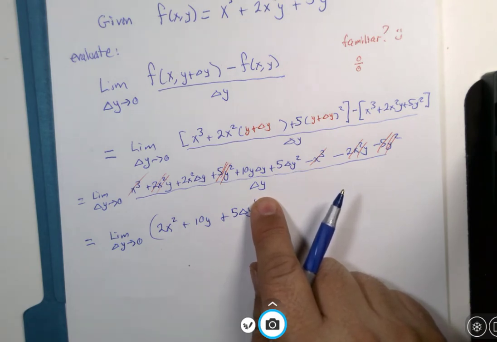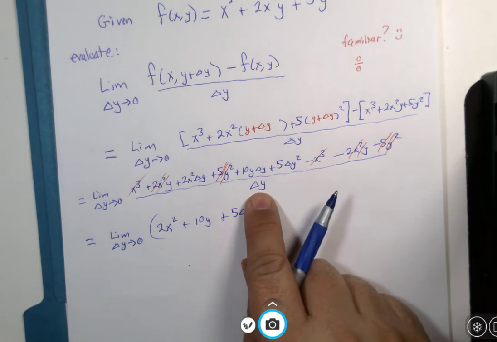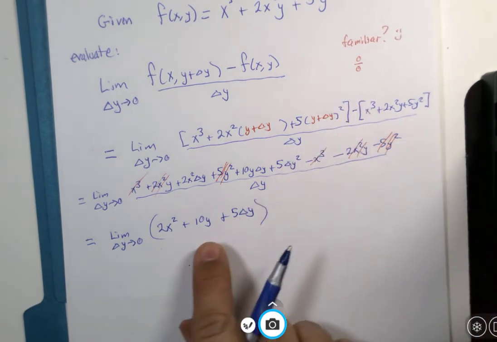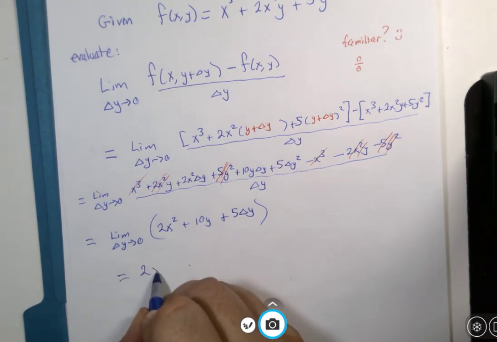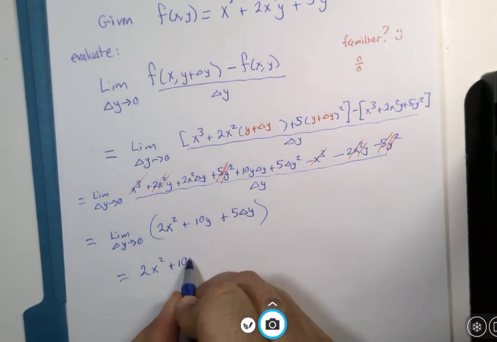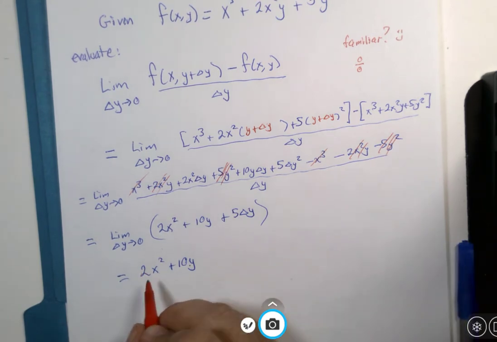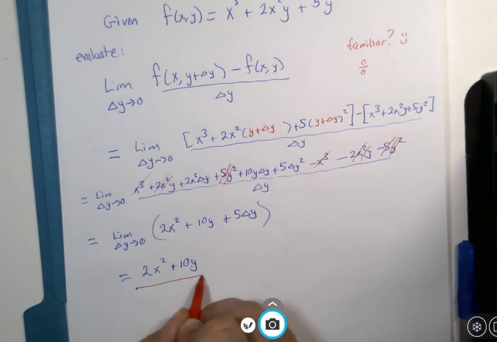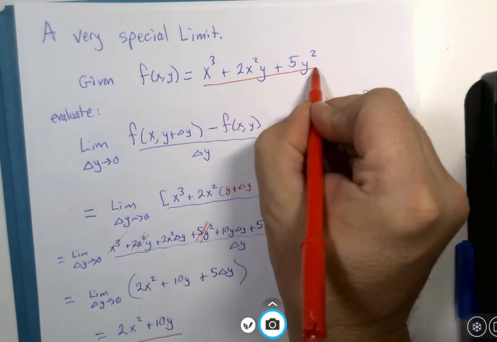What was I doing again? Oh yeah, I reduced the fraction. I no longer am dividing by 0. If delta y is 0 here, I will get 2x squared plus 10y. Now, this came from this function.